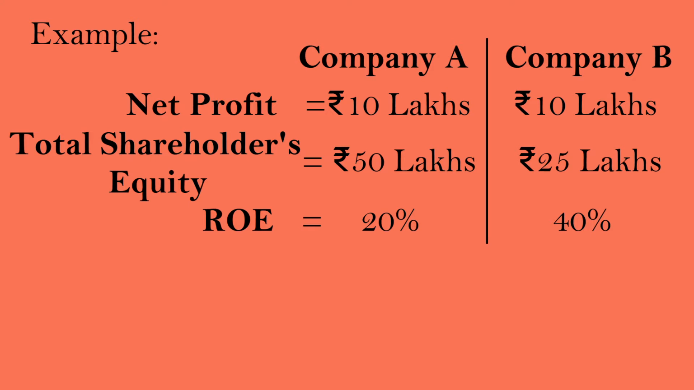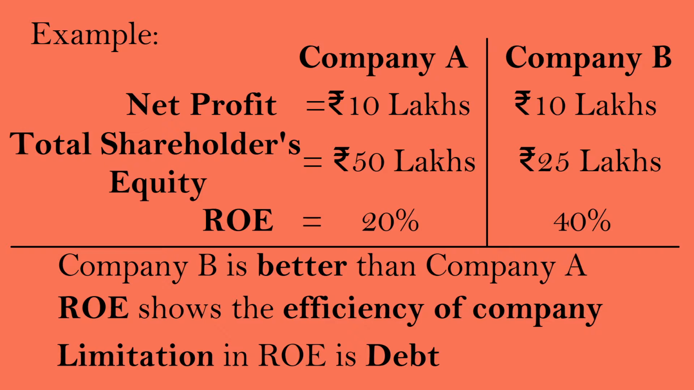From this example, Company B is better than Company A because Company B produces more income with less equity. ROE shows the efficiency of the company. A limitation in return on equity calculation is debt. If a company generates more income through debt with less equity, ROE will be higher but the company's debt will also be higher. So, no one can invest in a company by calculating a single ratio.